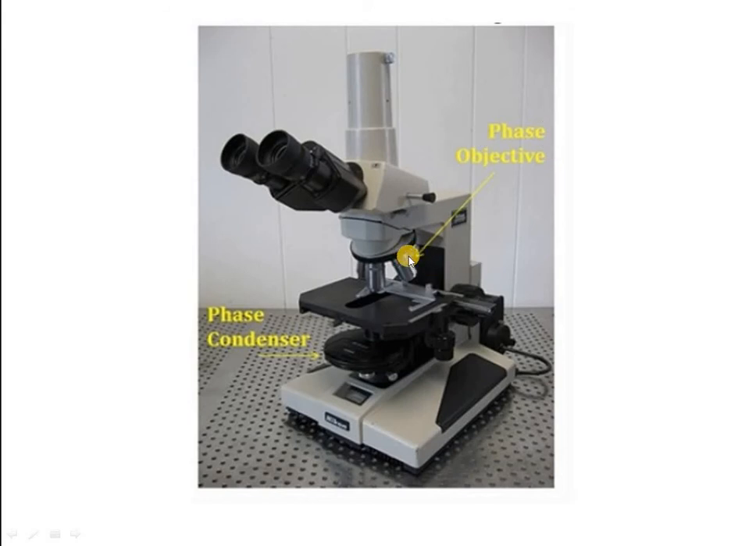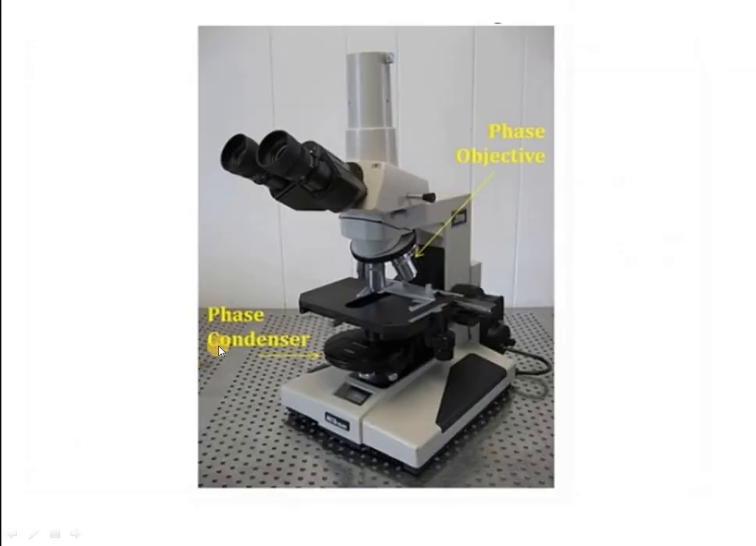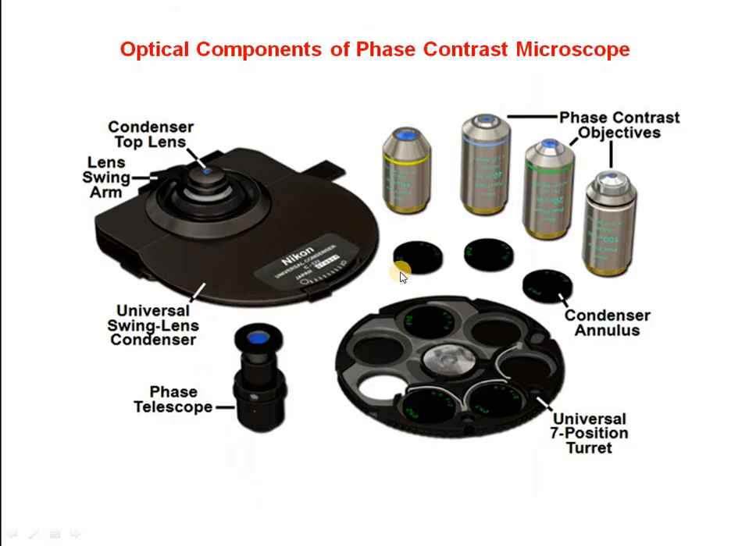So this is the lens of the objective, and this is the phase condenser. It is placed here, and this is the phase objective. Here the phase plate is located within this phase objective. So these are the optical components. This is nothing but the modified picture of the previous one.